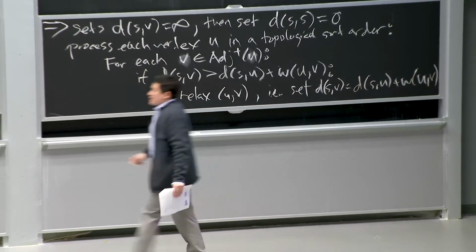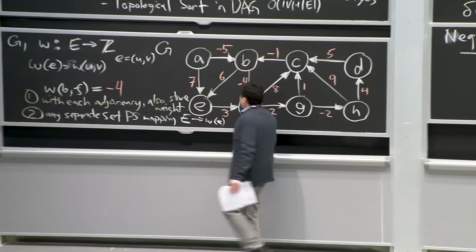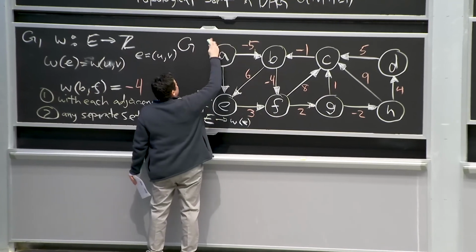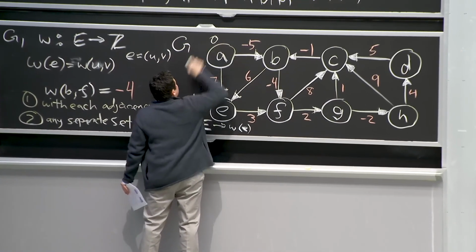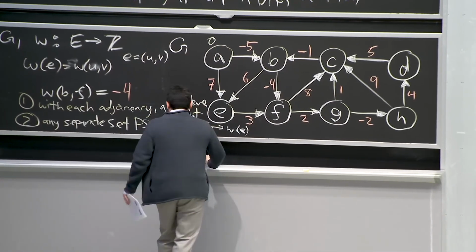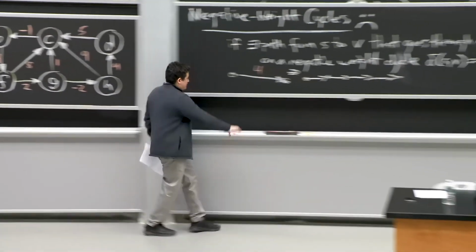So if I were to take a look at this example graph over here, maybe A is my start vertex. I initialize it to, this is not a DAG, thank you. Let's make it a DAG.